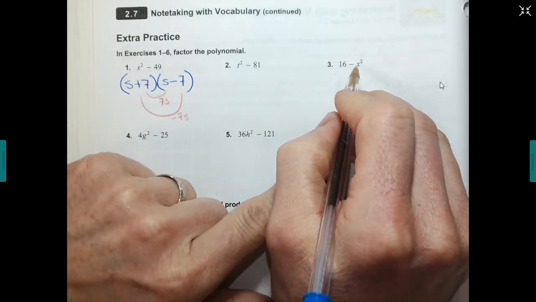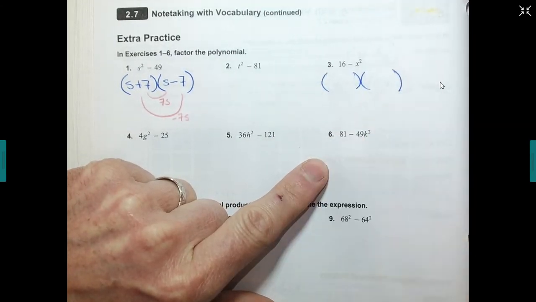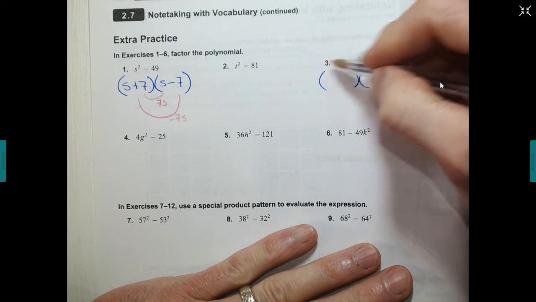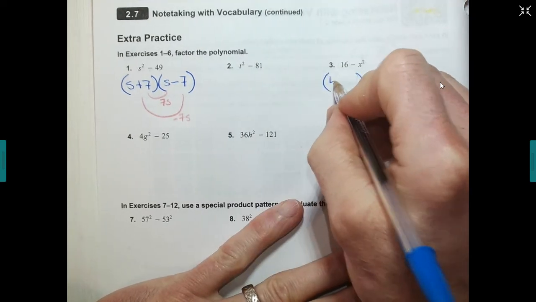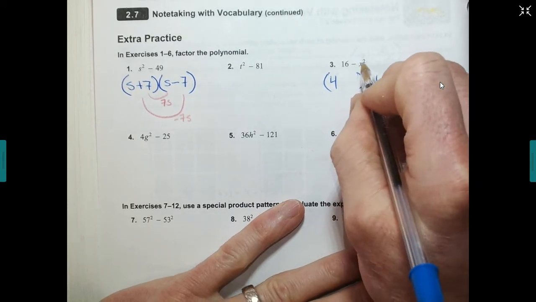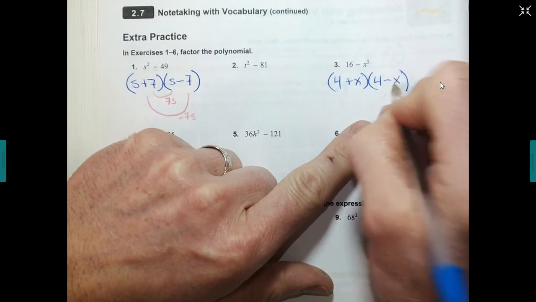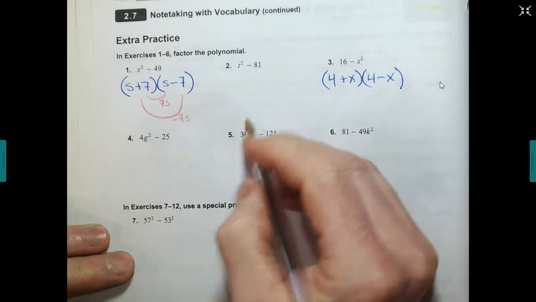16 minus x squared. Again, I write it like this in my two parentheses. I do not move this over here. They are both perfect squares, right? 16 is a perfect square. How do I get 16? I have 4 times 4. X squared is a perfect square. How do I get negative x squared? I do a positive x times a negative x. That's it. That's all it is.